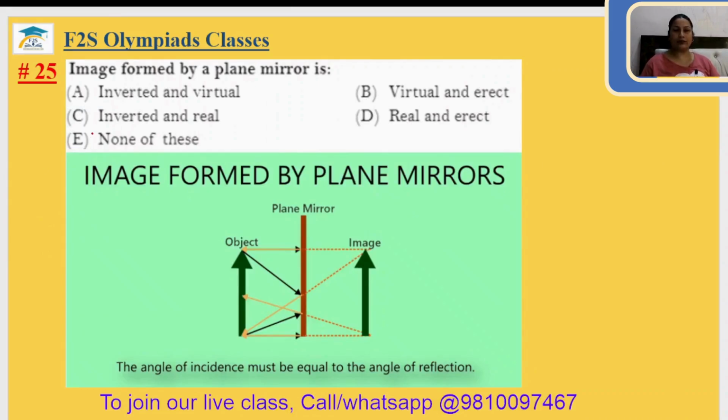Question number 25. The image formed by a plane mirror is. So by a plane mirror, the image will be virtual and it will be erect. It is equal to the size of the object and at an equal distance from the mirror also. So here inverted and virtual, no. Virtual and erect, yes. So the 25th answer will be option B.